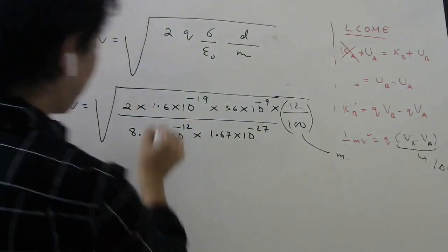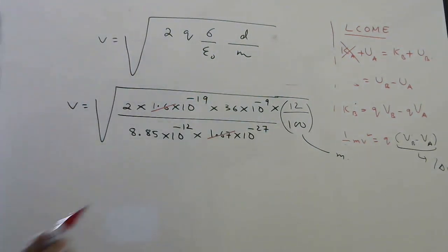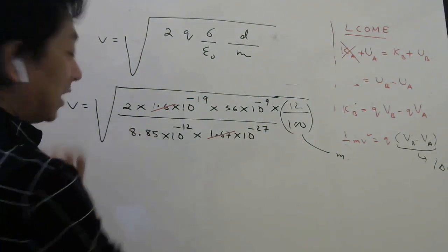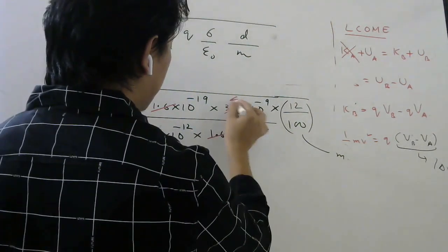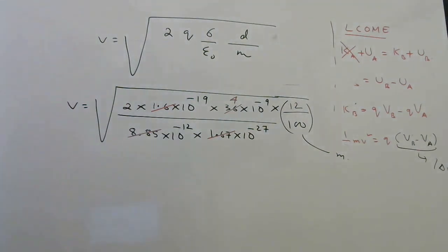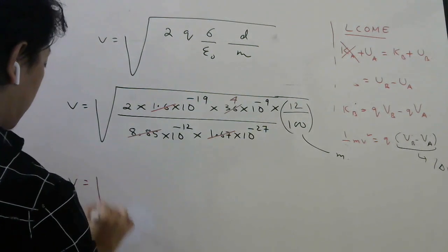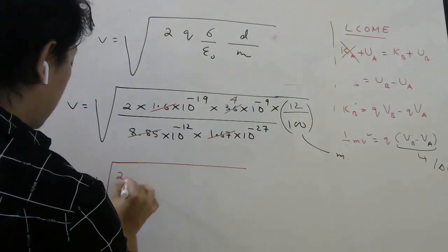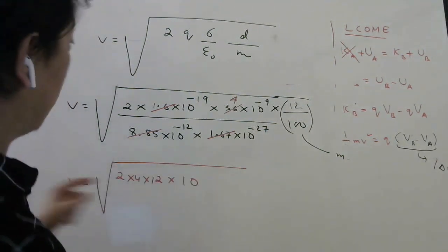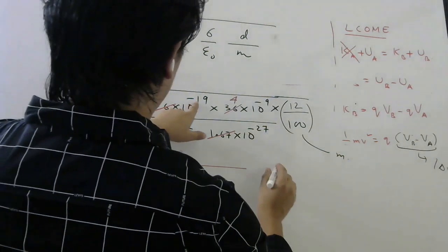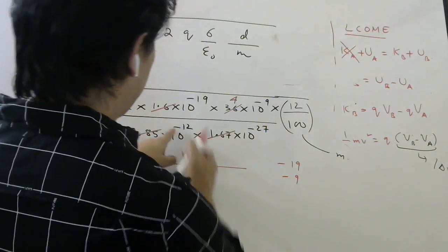Look carefully. 1.6 and 1.67 I can cancel approximately. This 8.85 I will take approximately 9. Then if I take this approximately 9, then this will be 9, and 4 nines will be 36. Yes or no, students? Okay. Now V will be square root of 2 into 4 into 12 into 10 to the power, how much? Check carefully. So this is minus 19. This is minus 9.